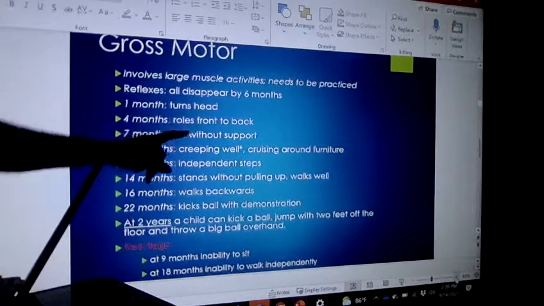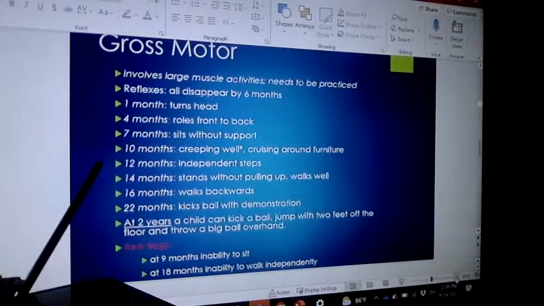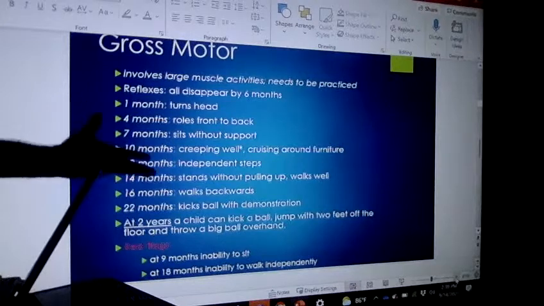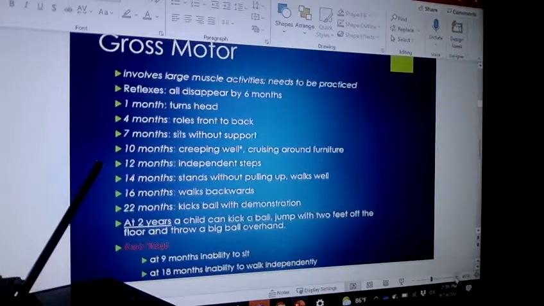Then at 7 months, they can sit up. At 10, creeping well and then cruising around the furniture. At 12 months, they take their independent steps. 14, standing without pulling up. And then 16, that's an interesting one: you can walk backwards. I guess that does take different muscles. As they say, if you exercise backwards, you use different muscles than walking forwards. It's like twice the workout to run in reverse, which would be weird.